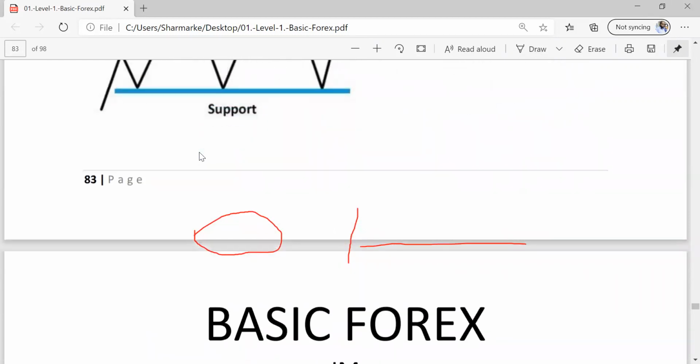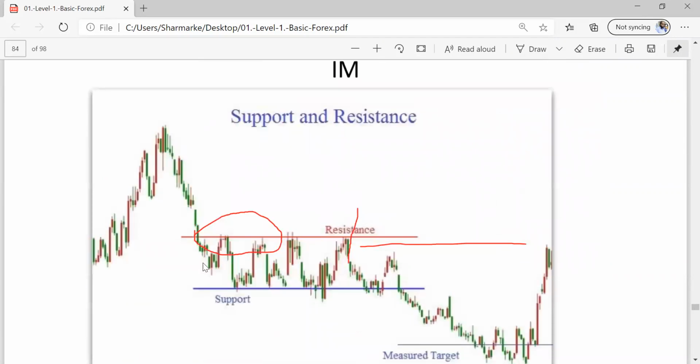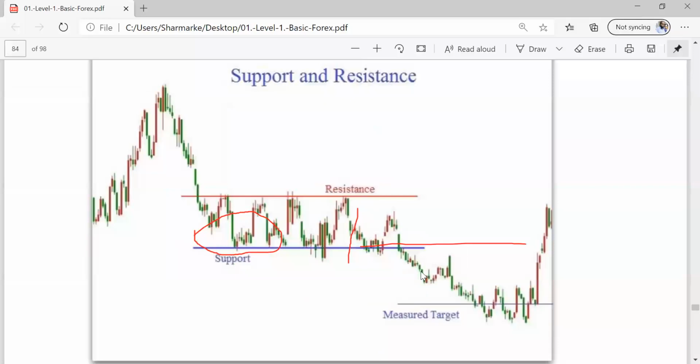Yeah, here, this was a support and this was a resistance. It was broken down, and then there was a measured target. The target was here, and then we come back again. So that is the way that there is no support which is forever.